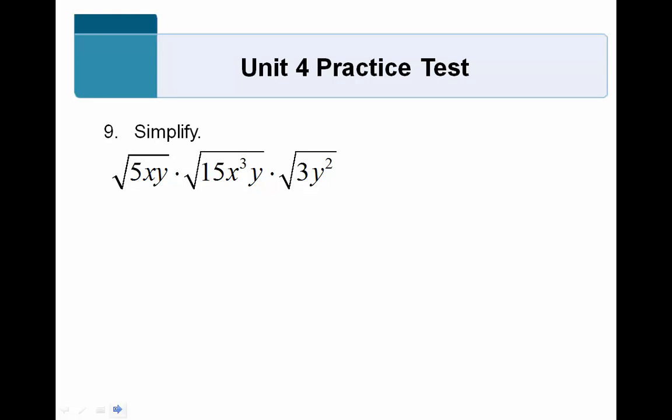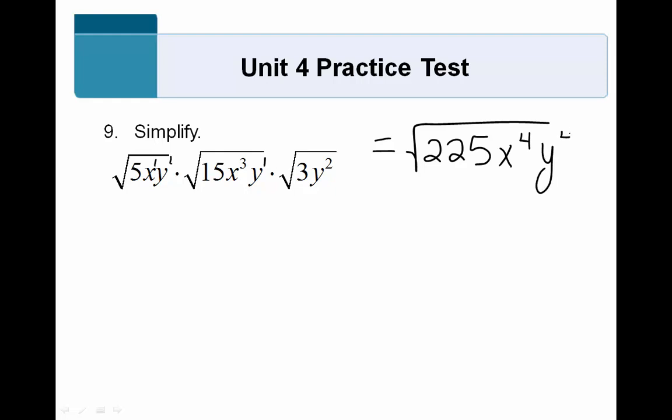Alright, we're multiplying these together as well. But notice we have 3 radicals in this one. So, when we multiply this together, 5 times 15 times 3 is 225. We have x times x cubed, which is x to the 4th. We have y times y squared, which is y to the 4th.